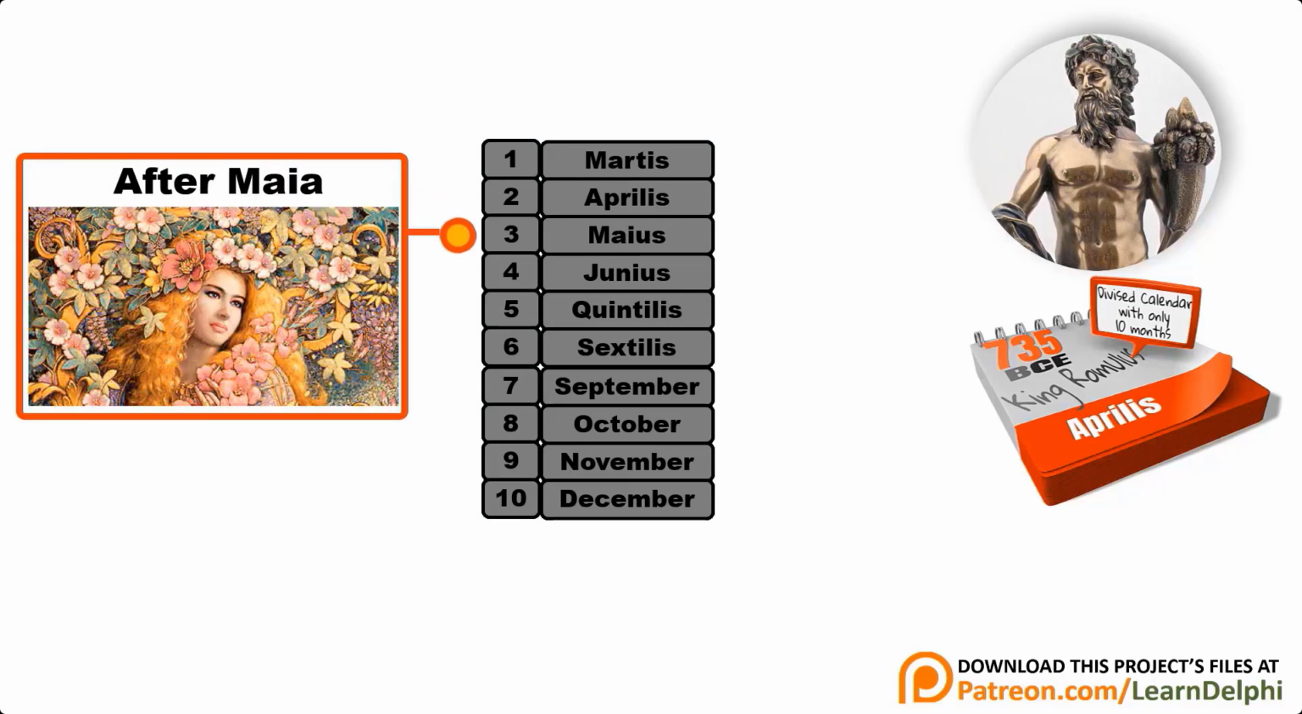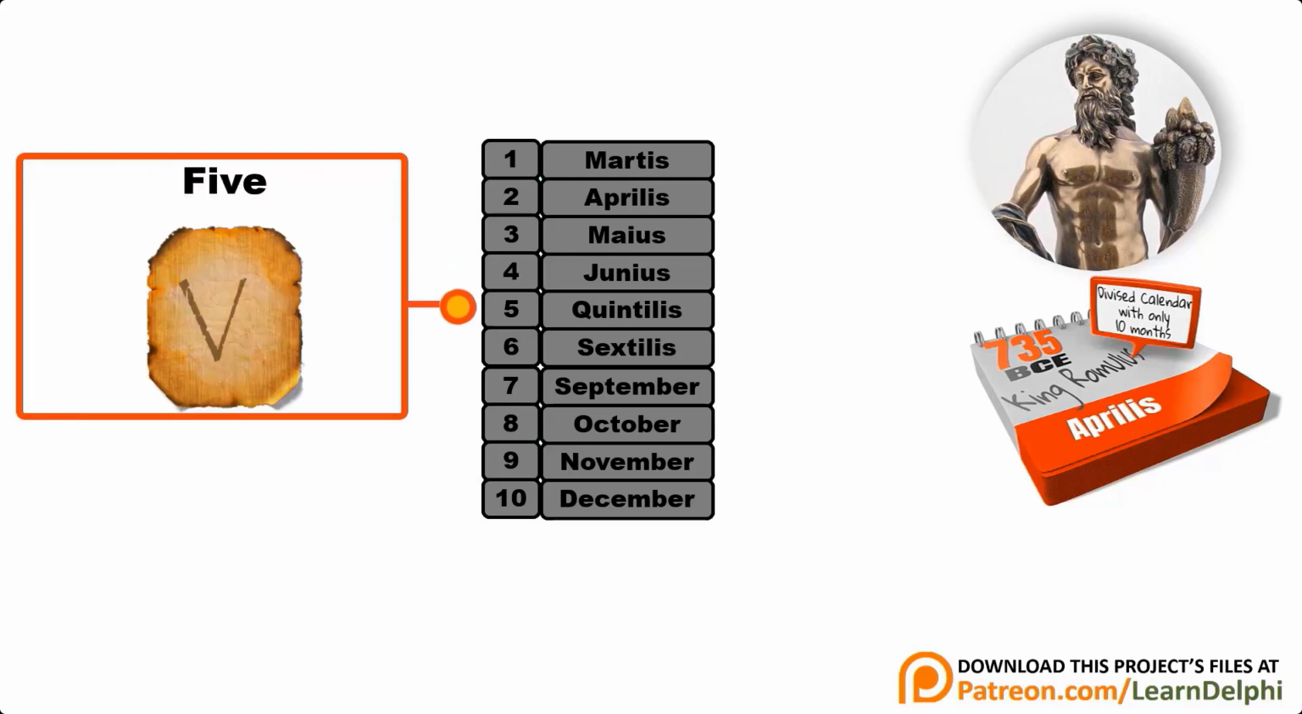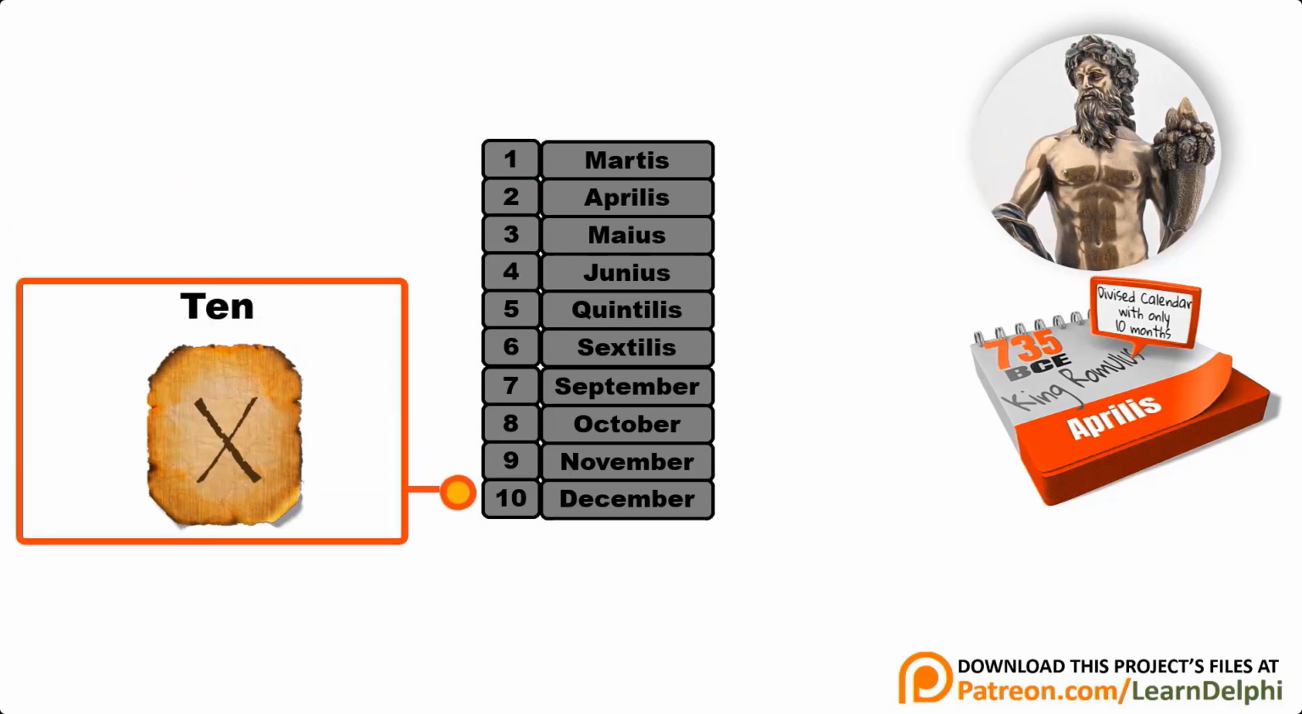Maius, after Maia, the mother of Mercury. Junius, after the goddess Juno, queen of the gods. Quintilis, Sextilis, September, October, November, and December. From Quintilis to December, the names were simply derived from the Latin numbers 5 to 10. But this calendar was far too inaccurate when compared to a true solar year.